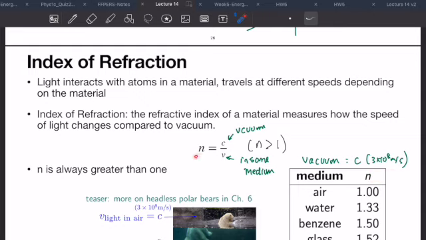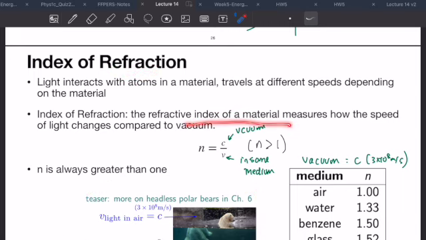But the key is that the index of refraction is the vacuum speed of light divided by the speed of light in the medium. We know that the speed of light in any medium is going to be slower than the speed of light in vacuum. So since the numerator is always larger than the denominator, n is always going to be greater than or equal to 1. And for air, it's actually equal to 1, because essentially the speed of light is the same as it is in vacuum. And this is a problem we're actually going to revisit later, depending on refraction.